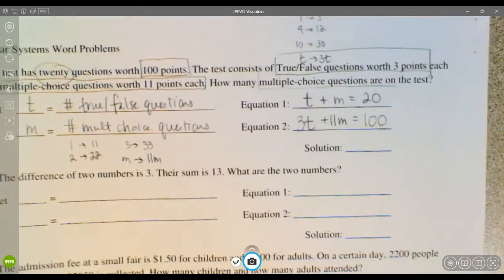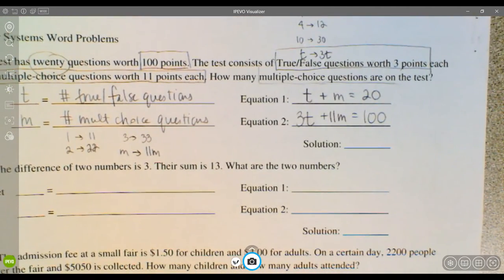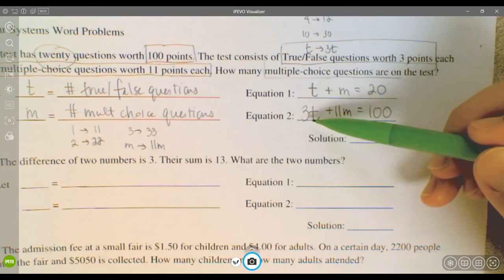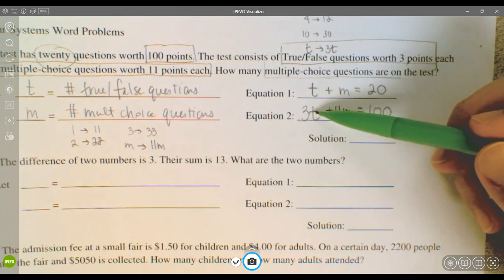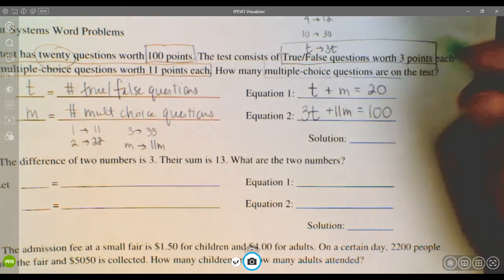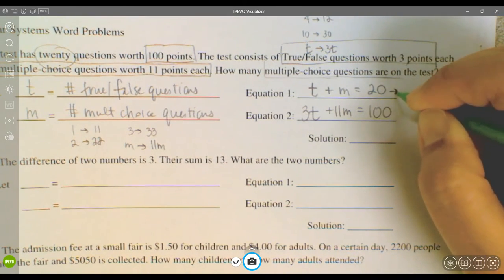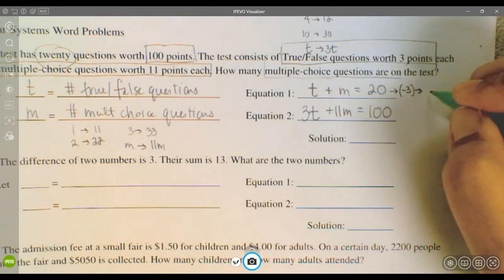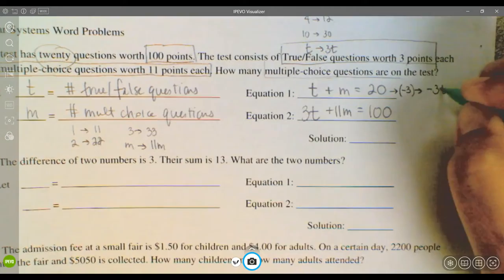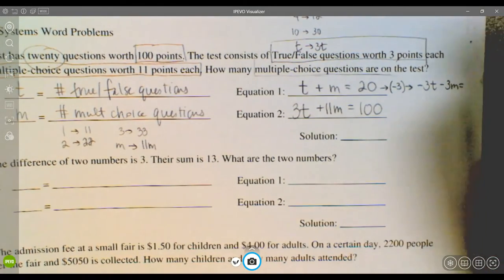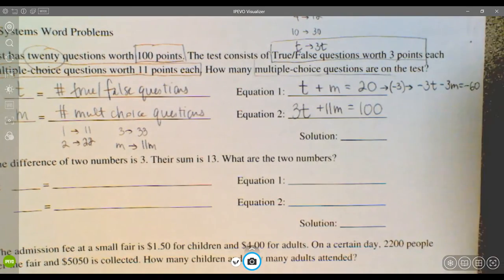And it's actually good because I'm going to solve this one and I'm going to use elimination. So I think I want to eliminate T. So if I have 3T here, what eliminates 3T? Negative 3T. So let's multiply this by negative 3. When I do that, I'm left with 3T minus 3M equals negative 60.